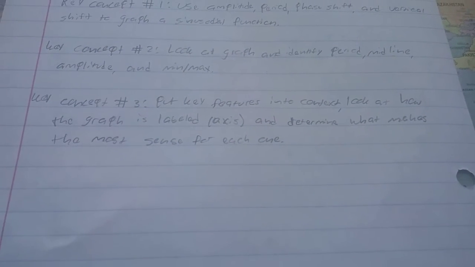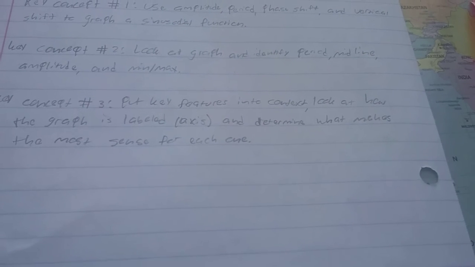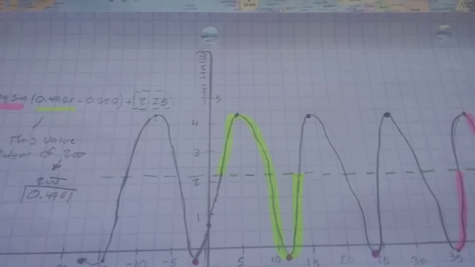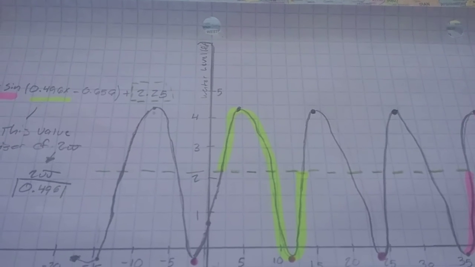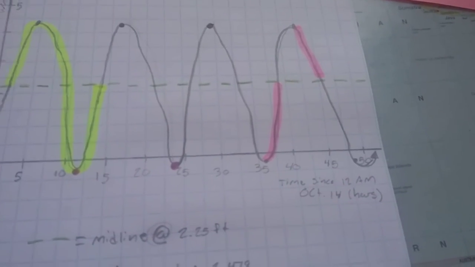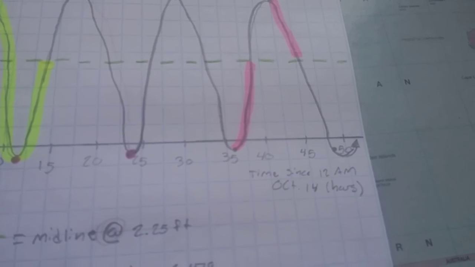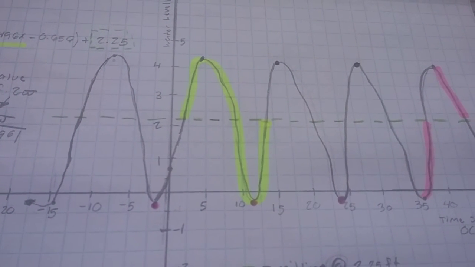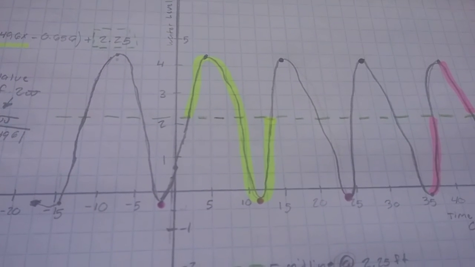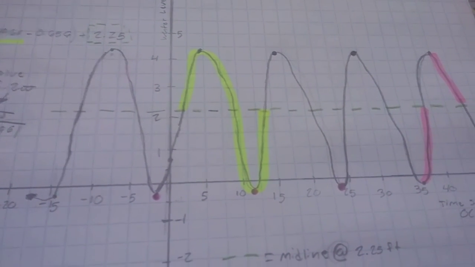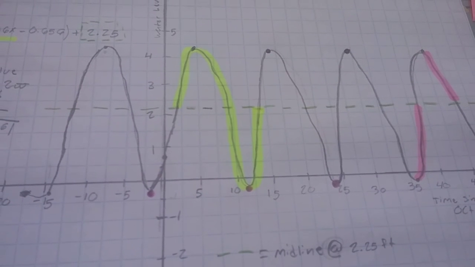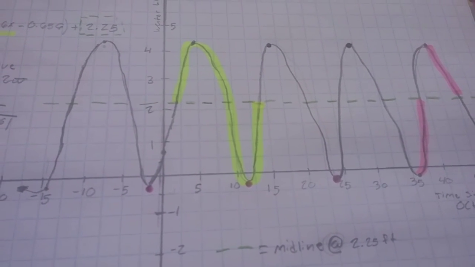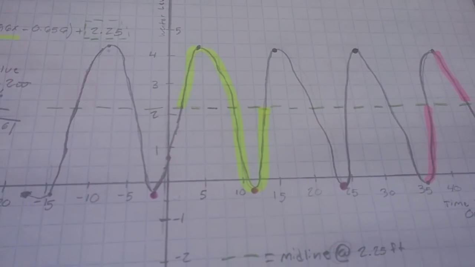Lastly, you can put your key features into context and just look at how the graph is labeled and the axes and determine what makes the most sense for each one. So for this graph, my y-axis was labeled as the water level in feet, and my x-axis was labeled the time since 12 a.m. on October 14th in hours. And based on that, I can determine what these key features mean and what they mean in context. And this is very essential because in the real world, you have to look at these graphs and determine what the functions and their key features mean so you can figure out the problems.